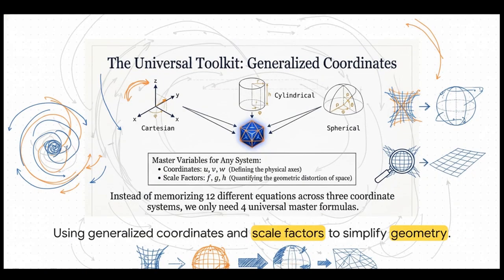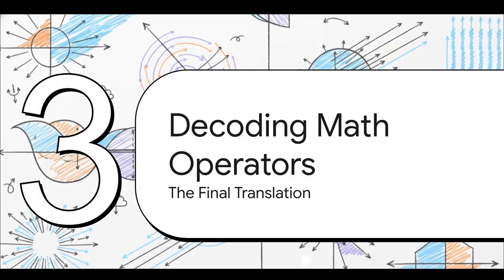Instead of locking ourselves into rigid x, y, and z axes, we replace them with generalized coordinates, u, v, and w. Then, we add what we call scale factors, f, g, and h. Think of these kind of like distortion metrics. A sphere curves differently than a flat grid, right? Well, these 3 little letters mathematically account for all that stretching and bending, creating master formulas that work for literally any system. All right, final section, decoding the math operators.